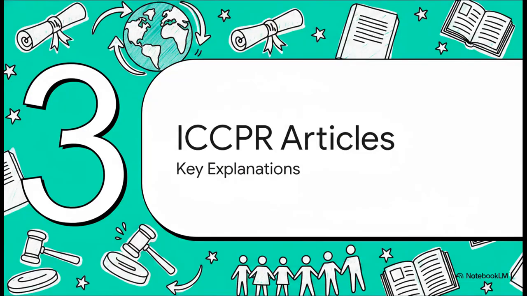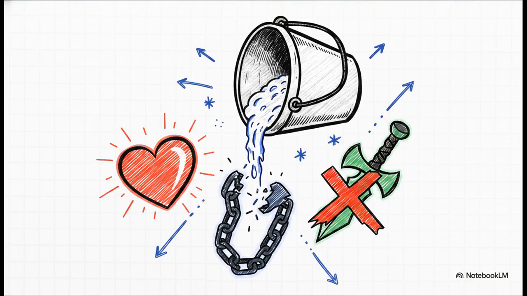Section 3. Key ICCPR articles explained. To make sense of the binding 1966 ICCPR treaty, it really helps to group these core articles into manageable buckets. Bucket number 1 strictly safeguards physical and mental integrity. We have Article 6, the supreme right to life. Article 7 absolutely bans torture and forced medical experiments. And Article 8 prohibits slavery and compulsory labor. Basically, these are your absolute non-negotiable baseline protections against violent state overreach.